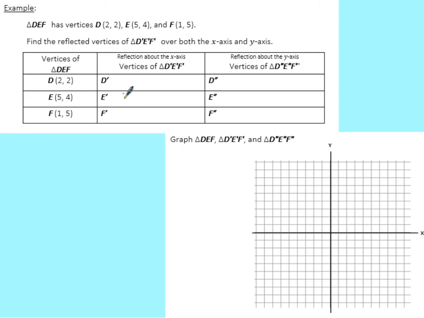Okay, so we're going to go ahead and look at this example. It says triangle DEF has vertices D at 2, 2, E at 5, 4, and F at 1, 5. Find the reflected vertices of D prime, E prime, F prime over both the x-axis and y-axis. So we're going to take our points and we're first going to reflect them about the x-axis. Remember, for x-axis reflections, we are keeping our x, so keep your x, but change y.